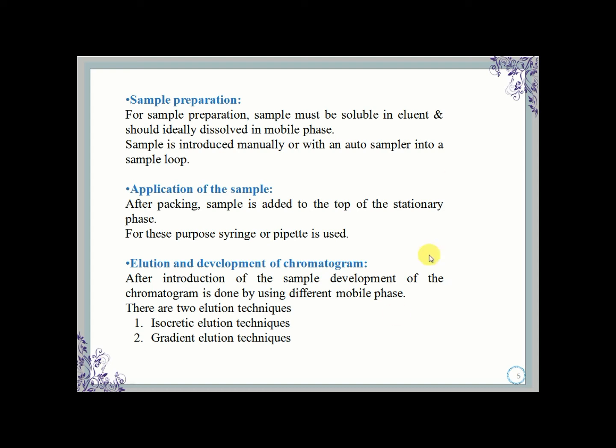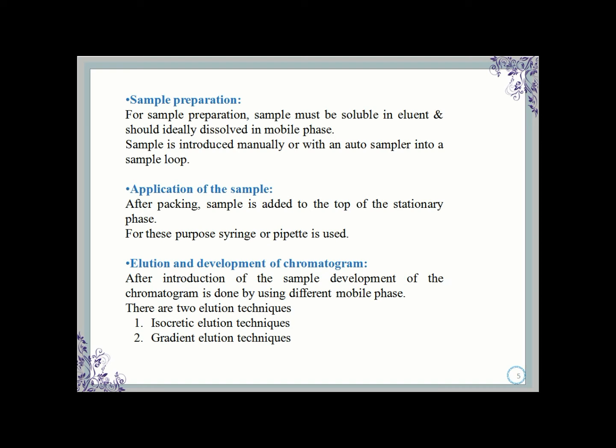Now, elution and development of the chromatogram. After introduction of the sample, development of the chromatogram is done by using a different mobile phase. There are two types of elution techniques. One is isocratic and the other is gradient.